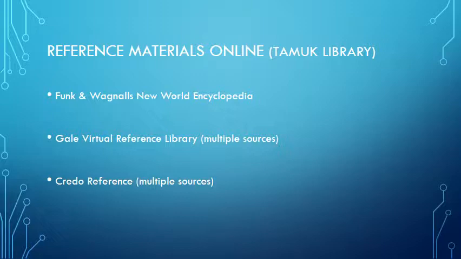So for example, if you search for a specific topic, you might not only get the information from the general interest encyclopedia, which will be perhaps a little bit broader, you might also get hits from a more specialized encyclopedia that will have more detailed information for you. And then finally, there's Credo Reference, which, like the Gale Virtual Reference Library, indexes multiple different reference materials.